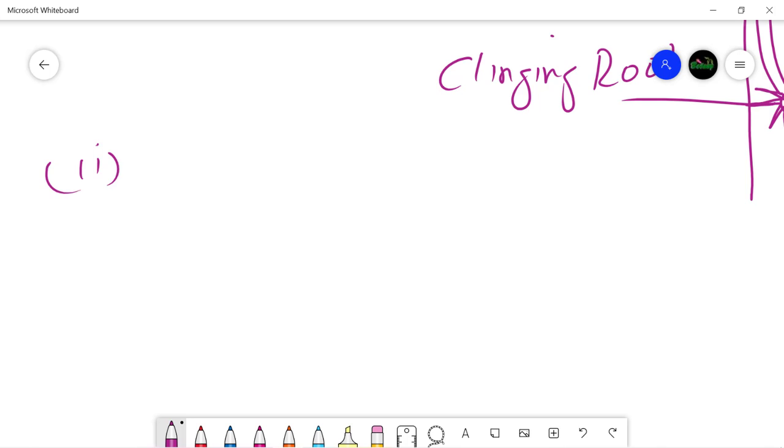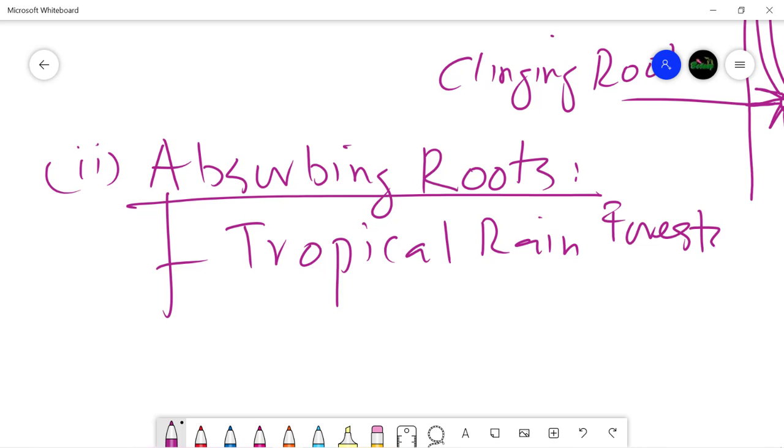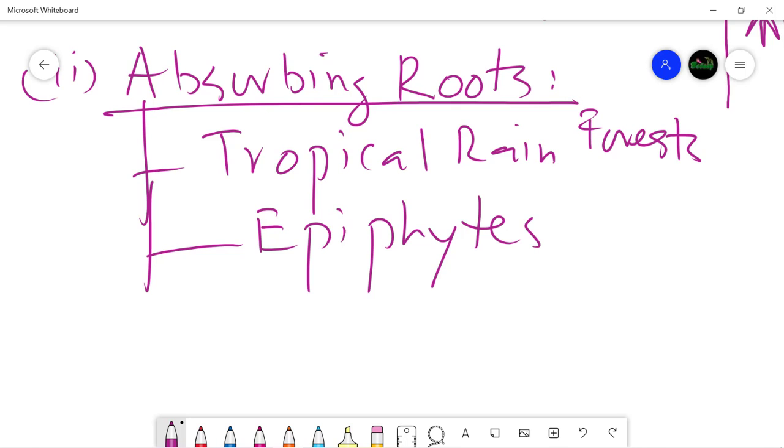The second are the absorbing roots. Such roots are found in the thick forests, especially the tropical rainforests. And these absorbing roots are found in epiphytes, because these are the plants which grow upon other plants. They don't have their roots fixed in the soil to absorb moisture and minerals, so they are epiphytes. They usually grow on other plants, and obviously they are simply epiphytes.